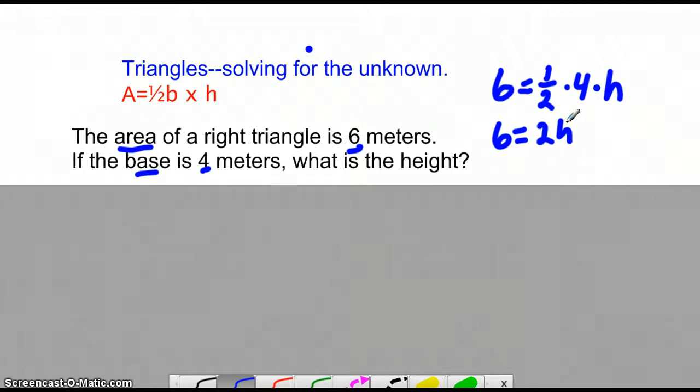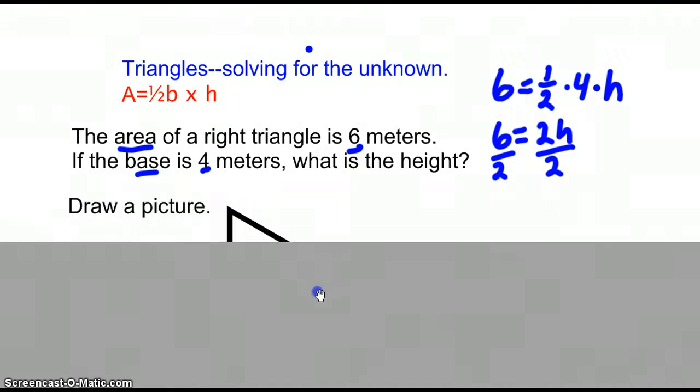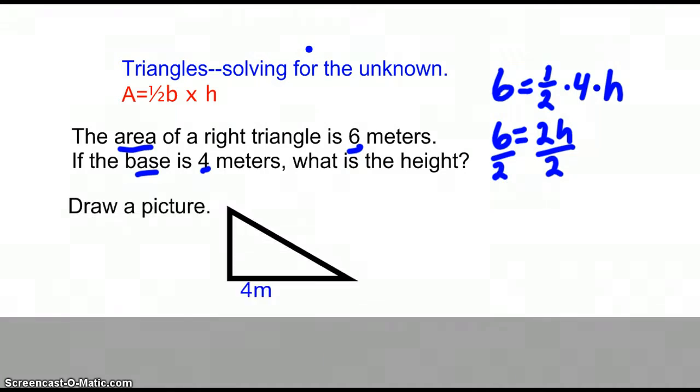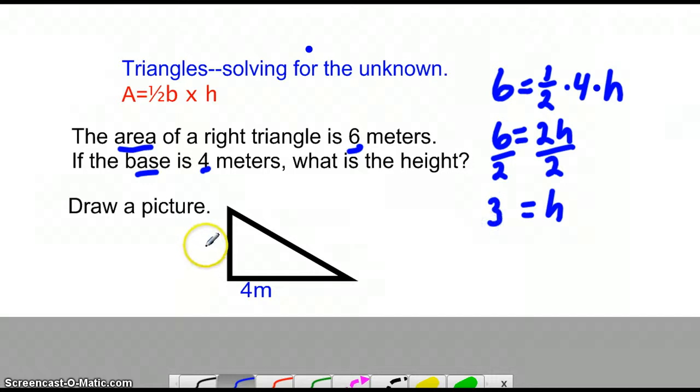Now what we have to do is undo this. This is a multiplication problem, and to undo a multiplication problem, you divide. So let's divide by 2, and we need to divide by 2 on both sides. Now when we divide by 2 on both sides, h is left all by itself, and 6 divided by 2 is 3. So we're saying that this height is going to be 3 meters.